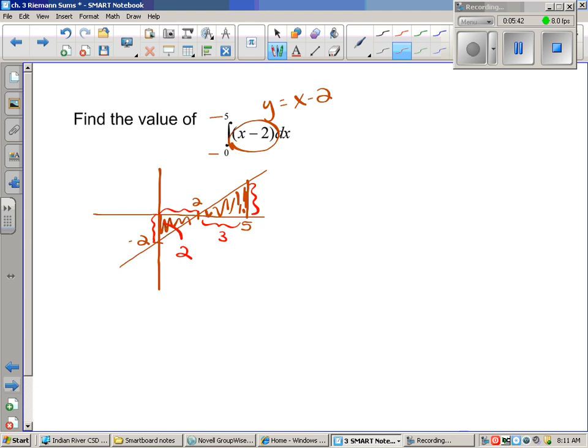Plug it into that equation. Well done. So that would mean this is 5 minus 2, or rather this height is also 3. So 3 times 3, which is 9 divided by 2. So what I have here is 9 halves minus 2.